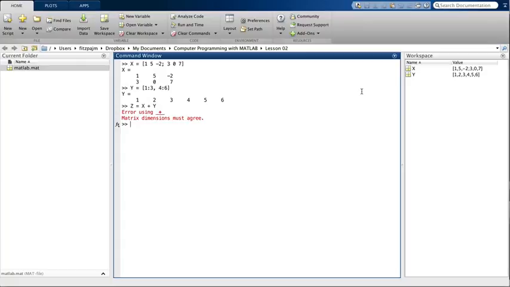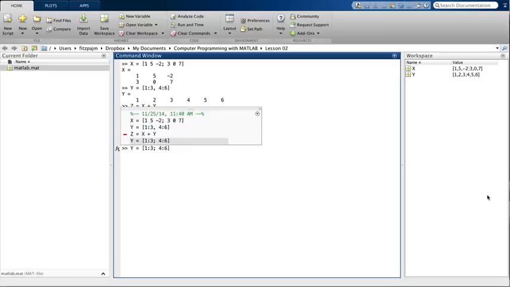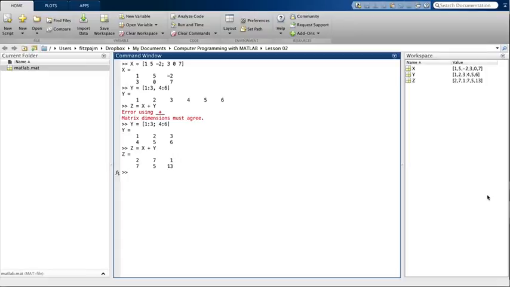MATLAB doesn't like this. It says matrix dimensions must agree. We've tried to add a 2 by 3 matrix and a 1 by 6 matrix. And as we pointed out, that doesn't work. So what I meant to do was make y a 2 by 3 matrix by putting a semicolon here instead of a comma. And now I'm going to use the up arrow to repeat that command, z equals x plus y, and things work just fine now.